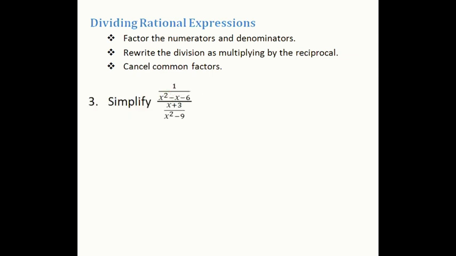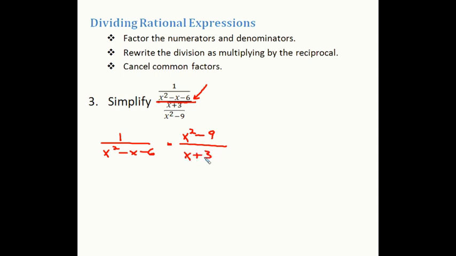Coming to our next example here, this looks a little different because this is a compound fraction. But if we remember, a fraction is just the same as division. So we can still think division, because this right here means division. Division is the same thing as multiplying by the reciprocal. So we can rewrite this as our numerator, which is 1 over x squared minus x minus 6. And instead of dividing, we're going to multiply by the reciprocal of this denominator, which would be x squared minus 9 over x plus 3.